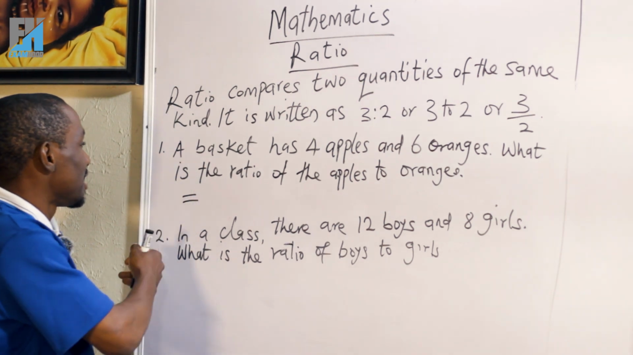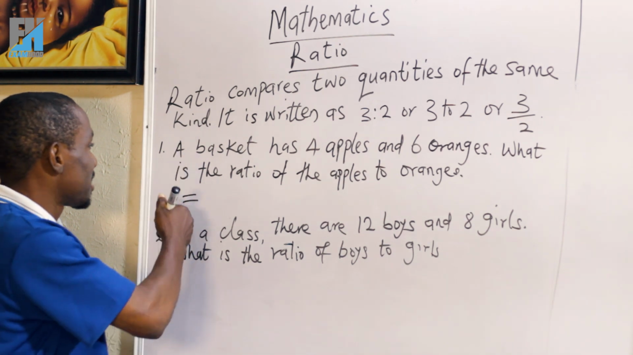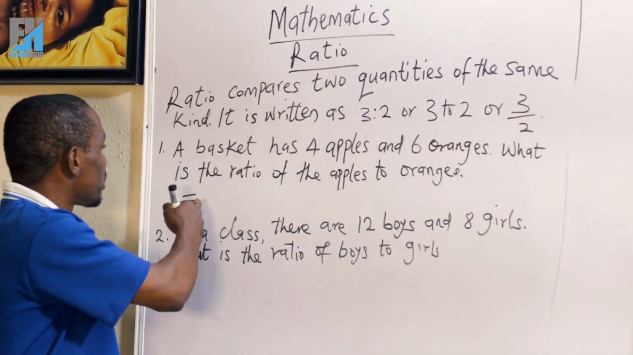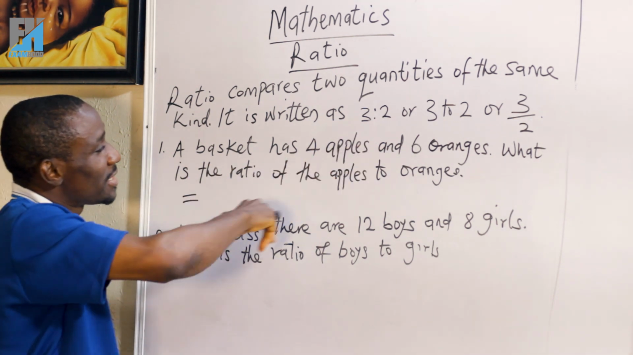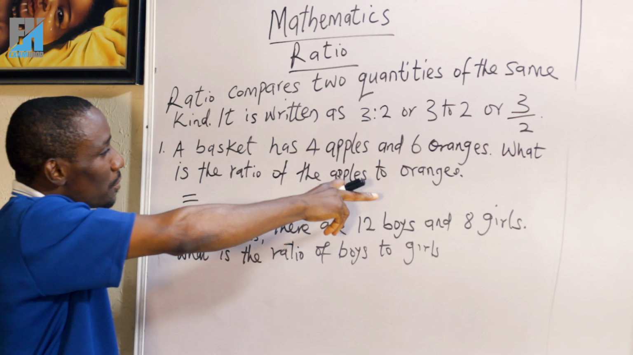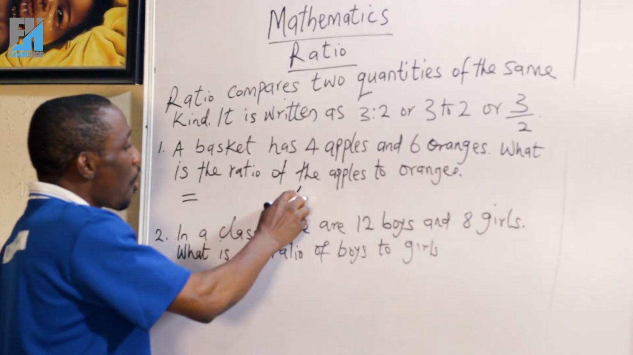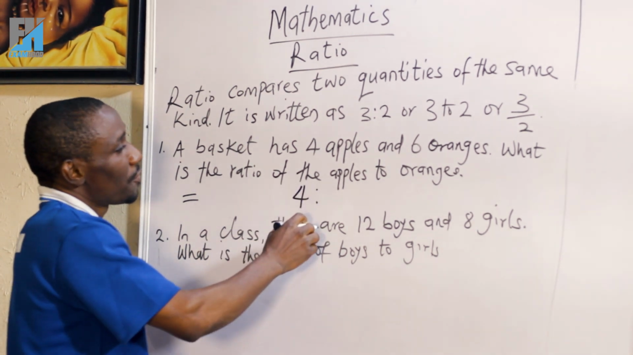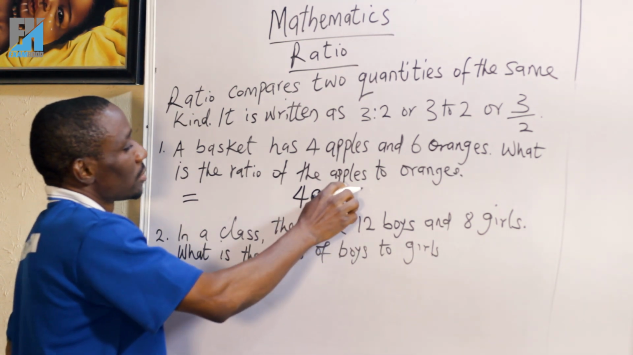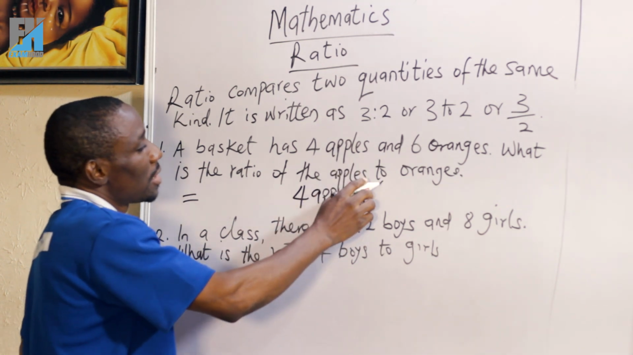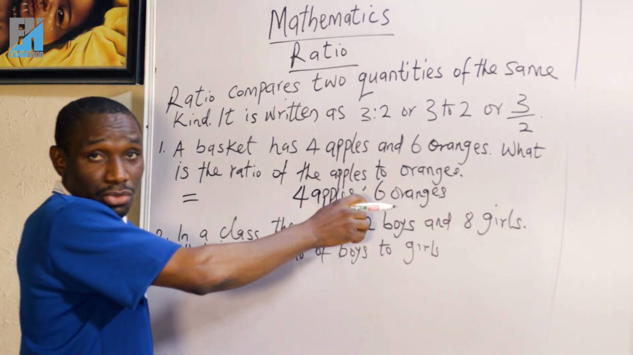Number 1 says a basket has 4 apples and 6 oranges. What is the ratio of the apples to oranges? In this example, you have 4 apples and 6 oranges. So how do you express it in ratio? It is 4 apples to 6 oranges.